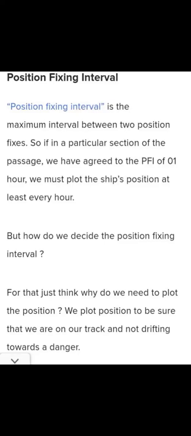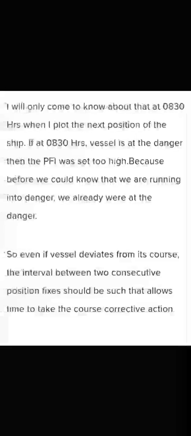Just think, why do we need to plot position? We plot position to make sure that we are on our track and not drifting towards danger. I plot a position at 0800 hours. The agreed position fixing interval is 30 minutes. Now, after 0800 hours, the vessel starts to drift directly towards a danger. I will only come to know about that at 0830 hours when I plot the next position of the ship.